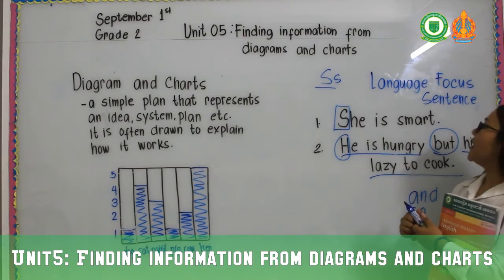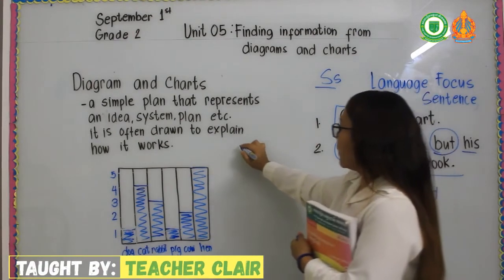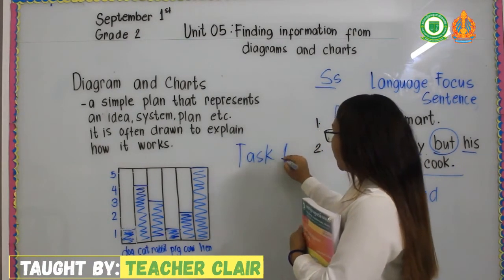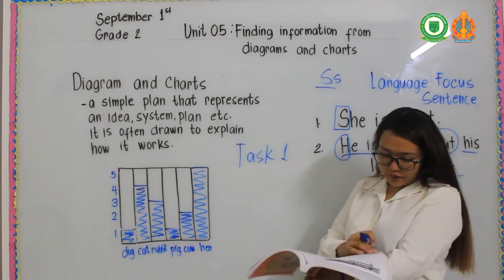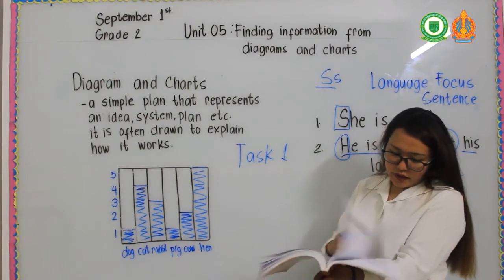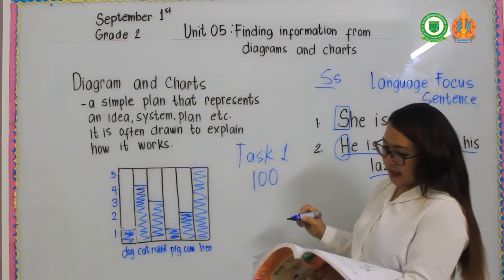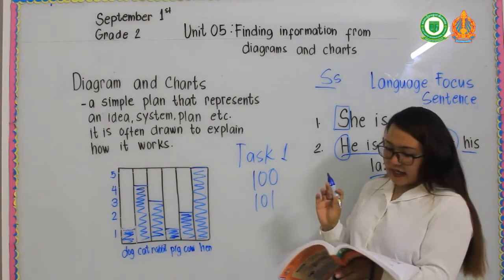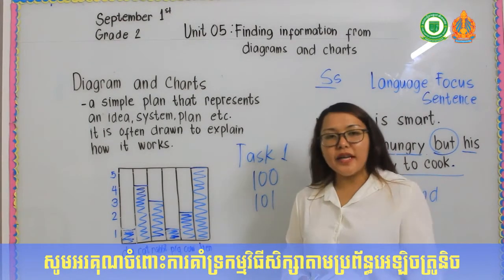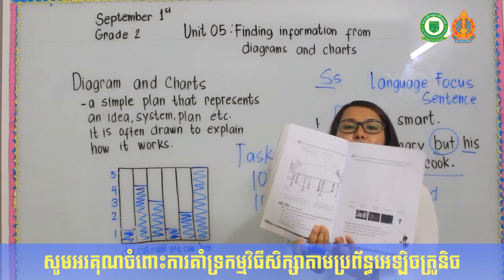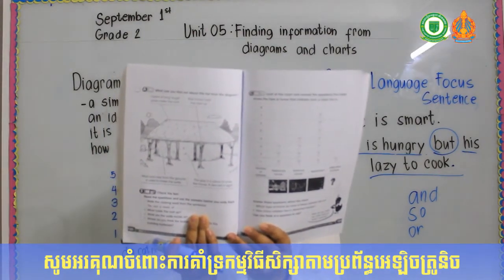Okay, so there you go. That will be our language focus. We are going to have activities for this as well. But for now, for task 1, everyone, please do page, I think that's 100. Okay, please open your book on page 100. Okay, 100, page 100 and 101. So this activity is about diagrams, okay? It's about diagrams. So it's very easy and you have to do this on your book. So this will be your task 1. I will explain to you more during our class.